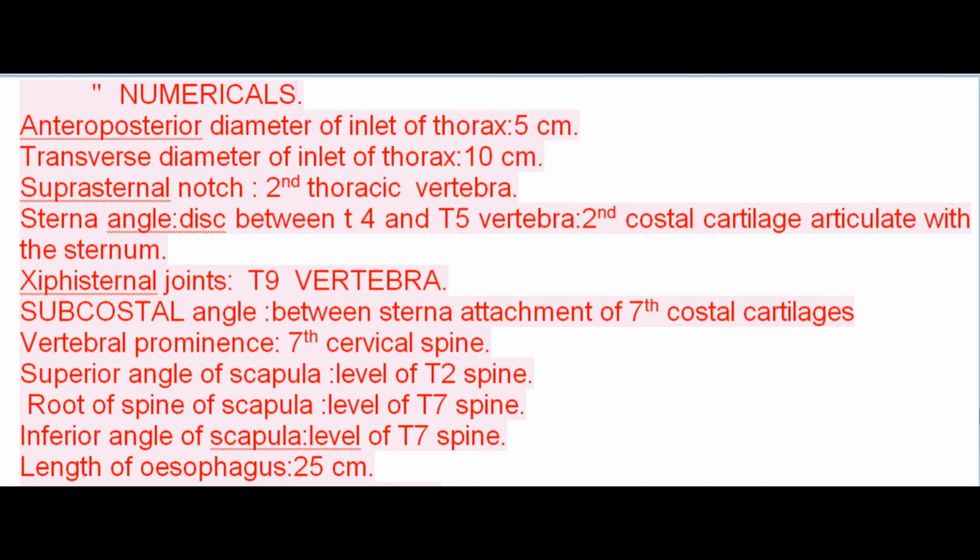Numericals. Anteroposterior diameter of inlet of thorax 5 cm, transverse diameter of inlet of thorax 10 cm, suprasternal notch, second thoracic vertebra. Sternal angle, disc between T4 and T5 vertebra, 2nd costal cartilage articulates with the sternum. Xiphisternal joint, T9 vertebra. Subcostal angle between sternal attachment of 7th costal cartilages. Vertebral prominence, 7th cervical spine. Superior angle of scapula level of T2 spine. Root of spine of scapula level of T7 spine. Inferior angle of scapula level of T7 spine.